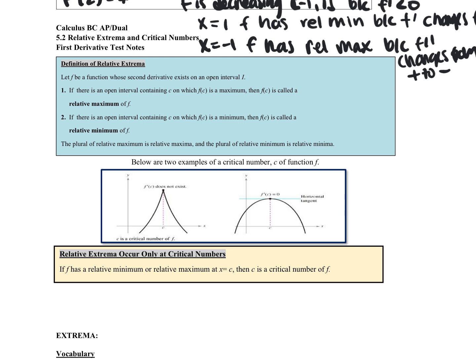And so one important fact from today is that relative extrema only occur at critical numbers. So if the derivative is 0 or does not exist. We haven't really dealt with the whole derivative not existing yet. So that's one of the situations we're going to deal with now. So critical numbers, remember, or critical points are when f prime equals 0 or f prime does not exist.